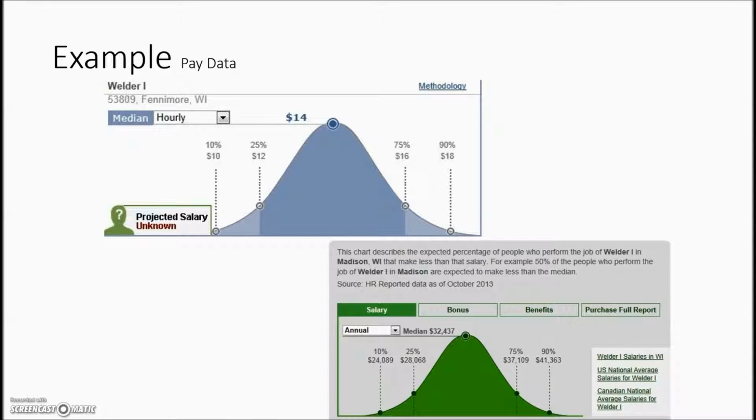Here's some examples showing wages of welders so that you can see where the bulk of them are here in this top graph at $14, with a fewer percent in the lower range, and symmetrically to the other side that same percentage fewer as well.